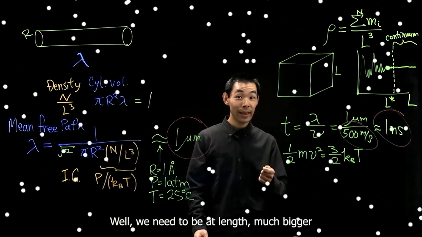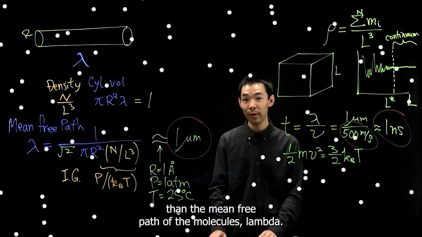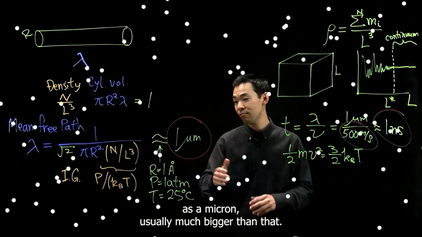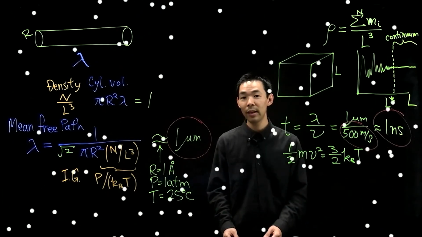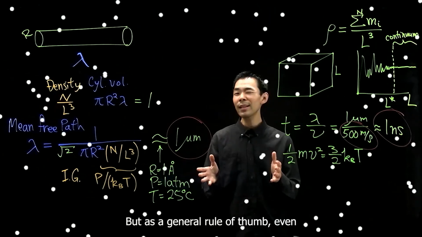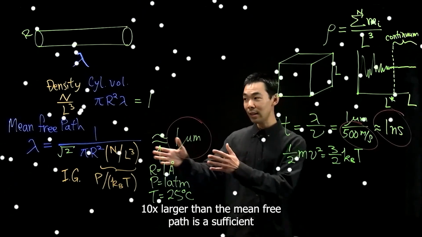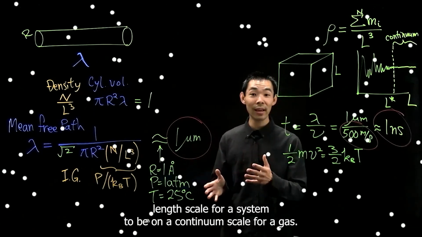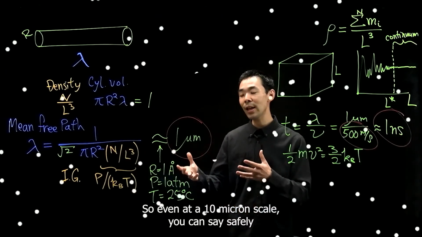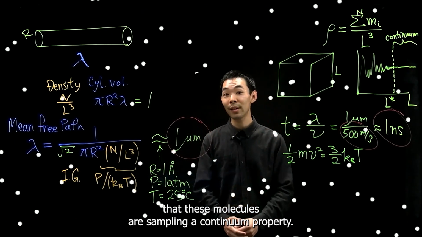Well, we need to be at lengths much bigger than the mean free path of the molecules, lambda. So that means we need to be at least as big as a micron, usually much bigger than that. Exactly how much larger depends on your specific application, but as a general rule of thumb, even 10 times larger than the mean free path is a sufficient length scale for a system to be on a continuum scale for a gas. So even at a 10 micron scale, you can safely say that you are sampling a continuum property.